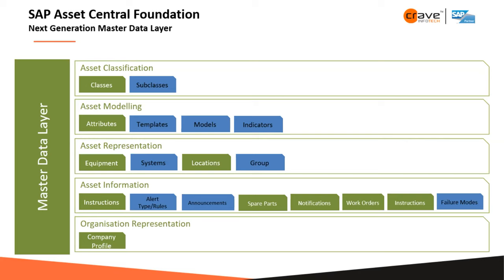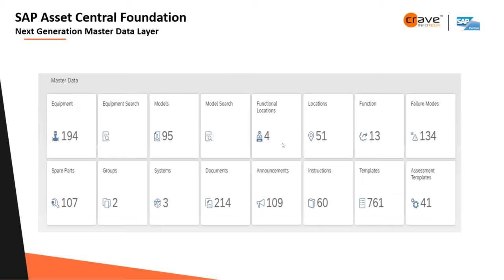Sorry for that. In this master record, we utilize data from S/4HANA, and some data we create in SAP IAM. Classes and subclasses we derive from S/4HANA. Attributes, templates, and models, some of them highlighted in blue, are from the IAM side. This is what we have, and we are going to establish the master data.